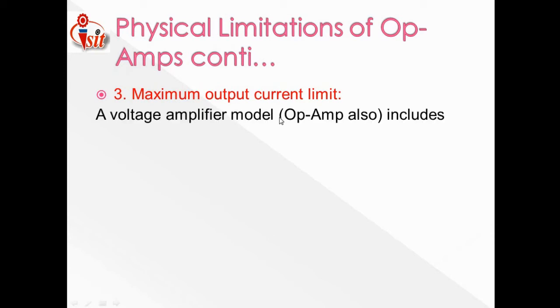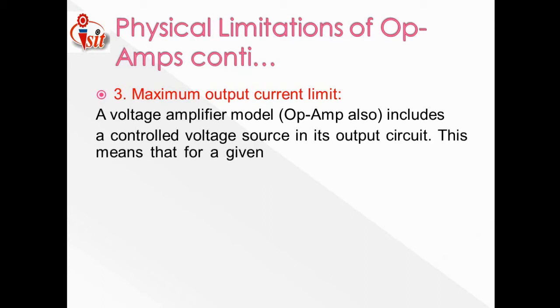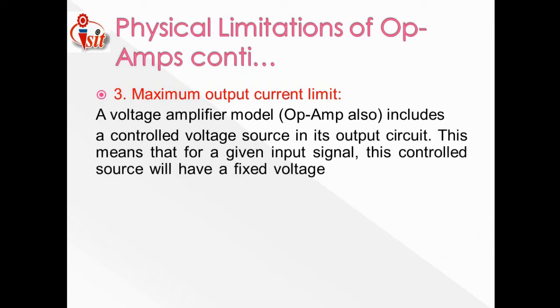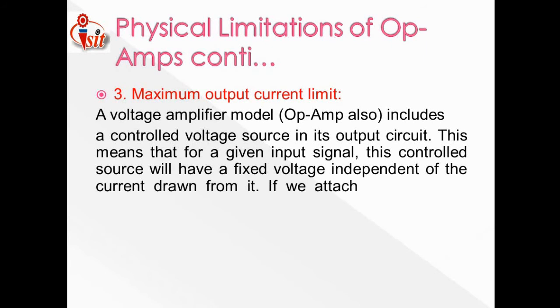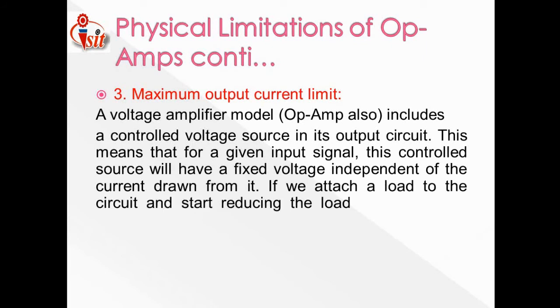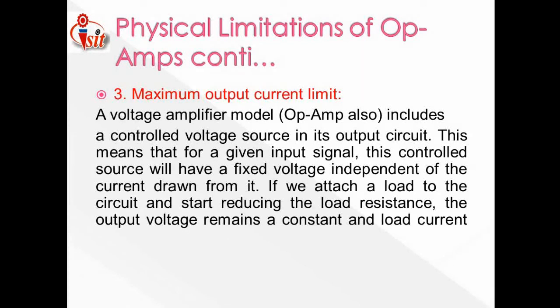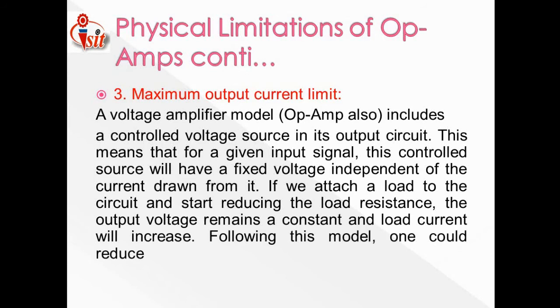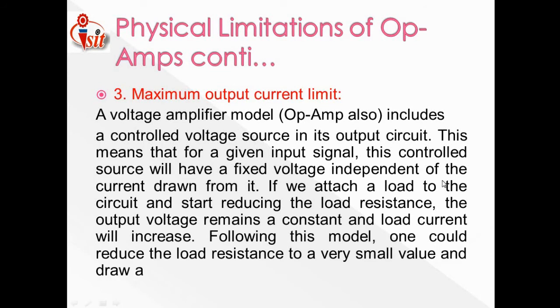What the maximum output current limit says is that a voltage amplifier model of the op-amp also includes a controlled voltage source in its output circuit. This means that for a given input signal, its controlled source will have a fixed voltage independent of the current drawn from it. If we attach a load to a circuit and start reducing the load resistance, the output voltage remains constant and the load current will increase.